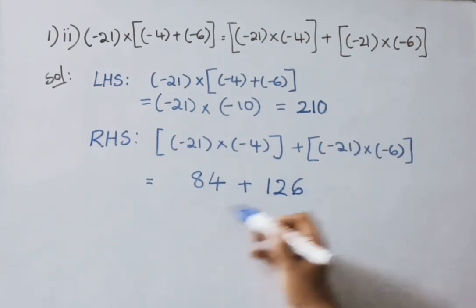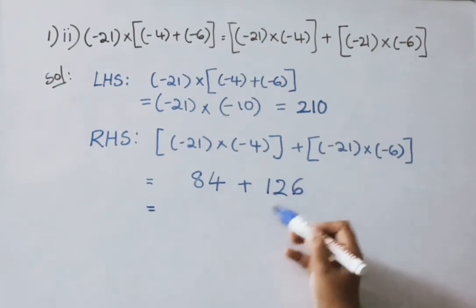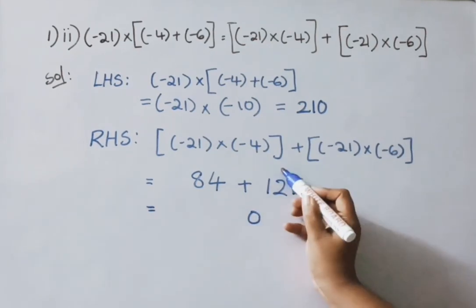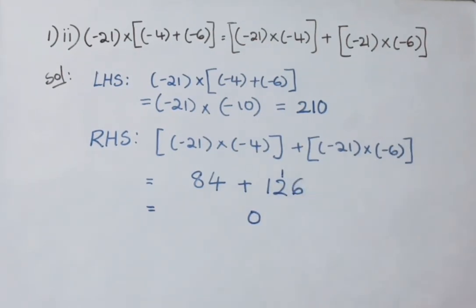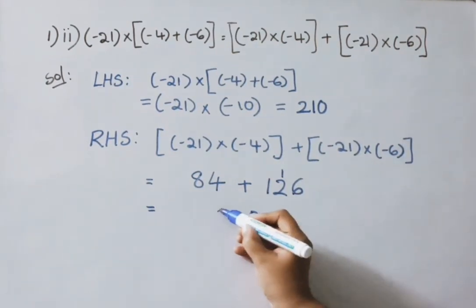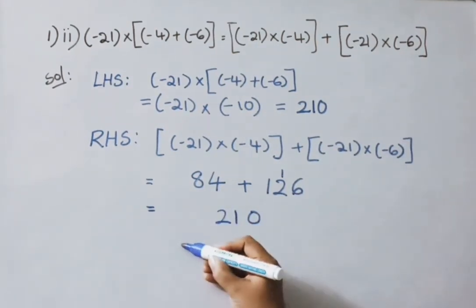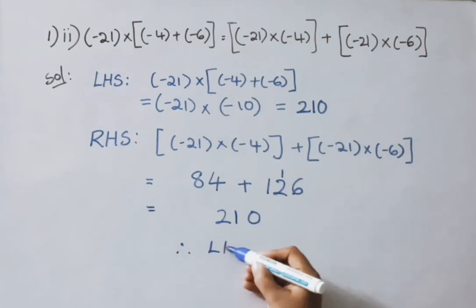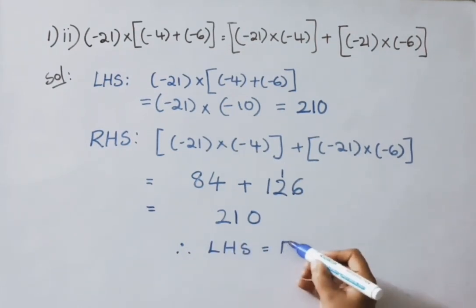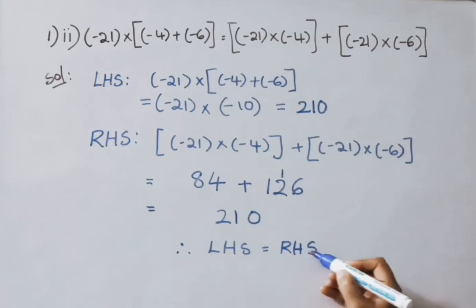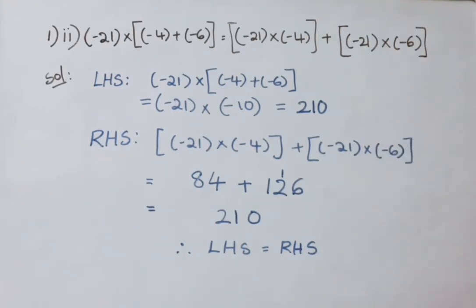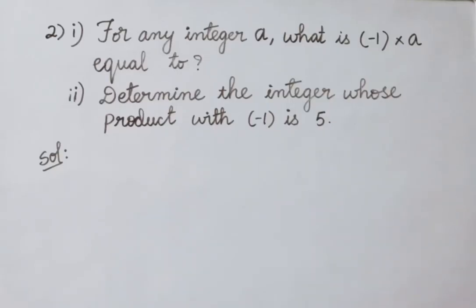Now let us add these both. 4 plus 6, 10, 0, carry 1. 12 plus 1, 13, 13 plus 8, 21. Therefore, the LHS part is equal to the RHS part. Therefore, the given sum is verified. See the next question now.